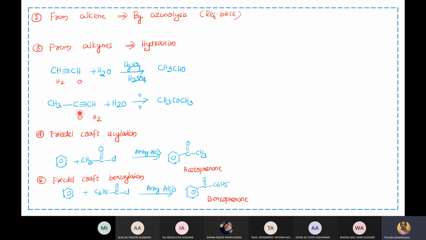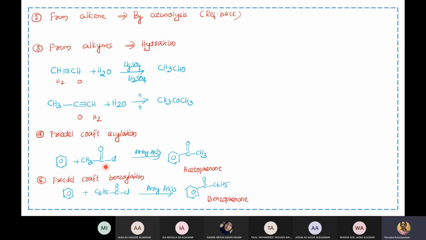But when it comes to an unsymmetrical alkyne, the addition should be like this. H2 should be at the end, H2 here, O here. So don't put H2 on this side, it's wrong. Then you get a ketone.